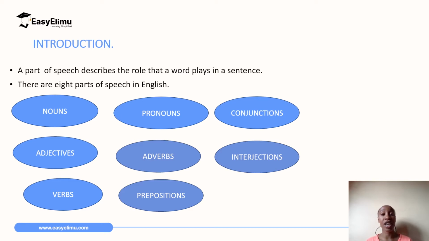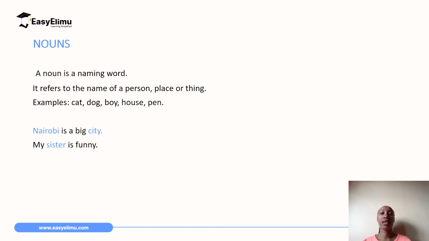In the English language, there are 8 parts of speech: nouns, pronouns, adverbs, adjectives, verbs, prepositions, conjunctions, and interjections. And so for today, we are only going to focus on nouns. So we are going to start with nouns.